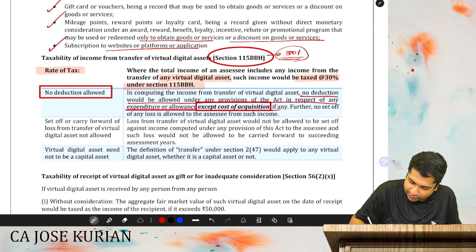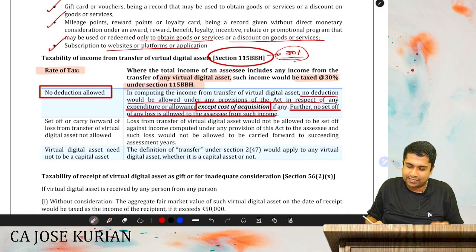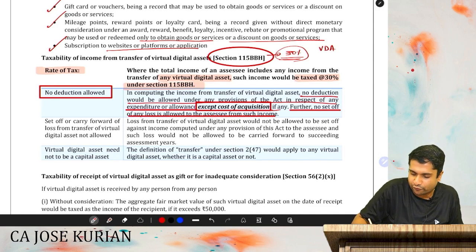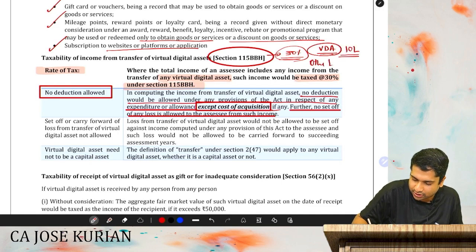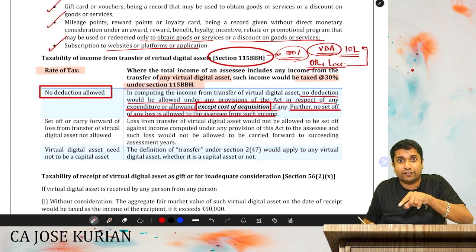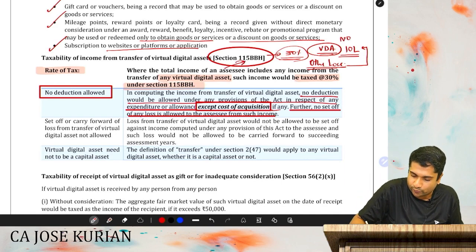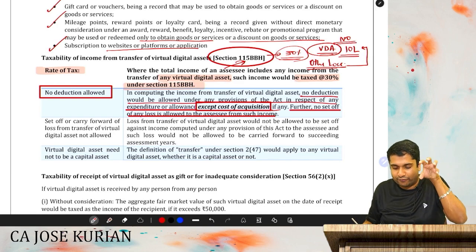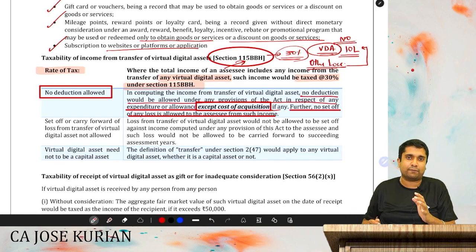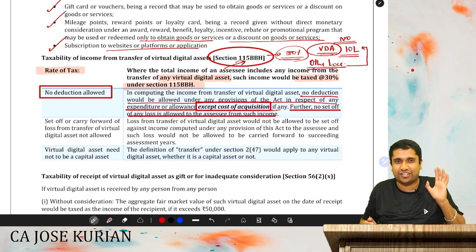Now, further, no set off of any losses is allowed to the assessee from such income. Say, for example, you have some income on transfer of virtual digital assets, say it is 10 lakh, and you have some other loss, say a normal business loss or any other loss. Now the question: can you set off the loss with income taxable under 115BBH? The answer is no. From the income which is taxable under 115BBH, that means income on transfer of virtual digital assets, the assessee is not supposed to claim any set off of any other loss.